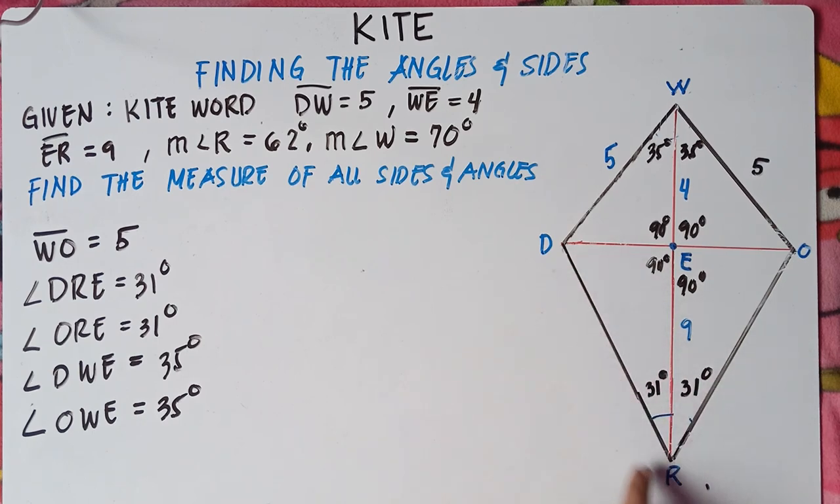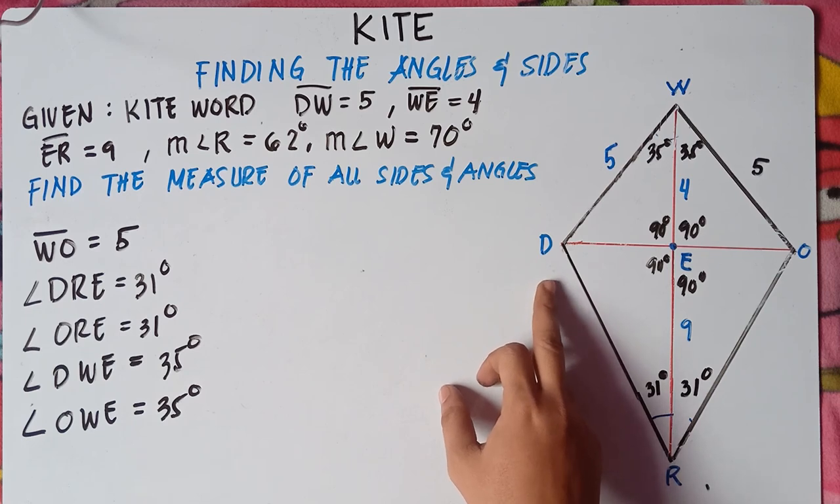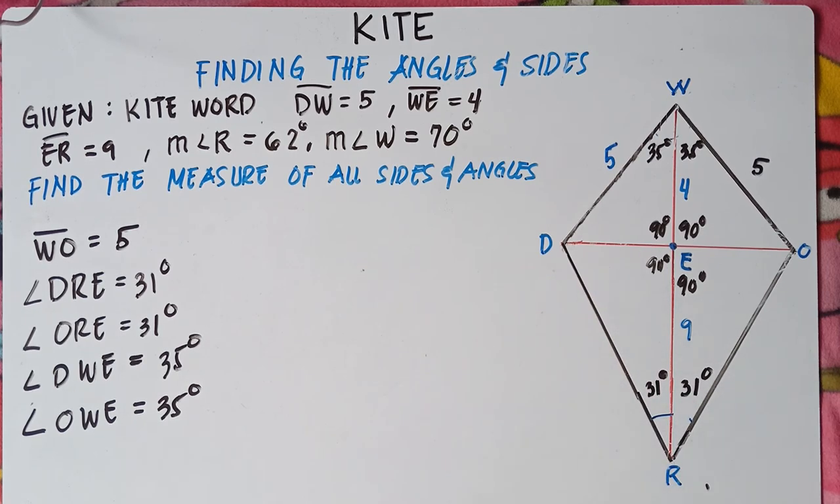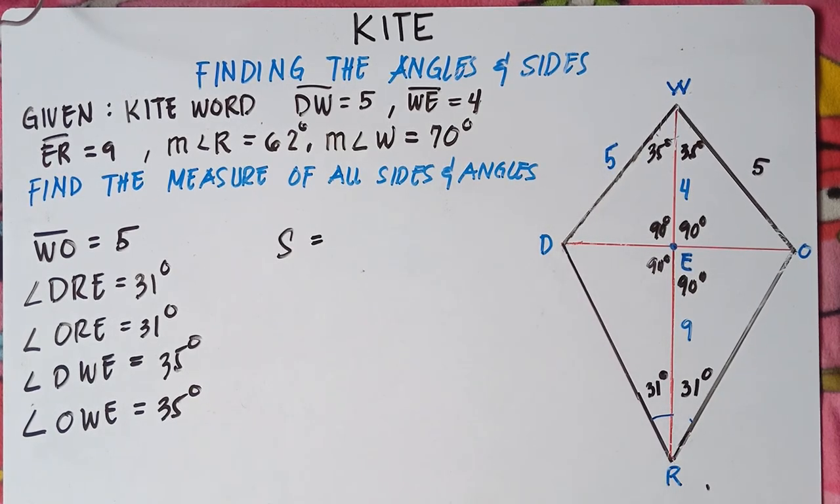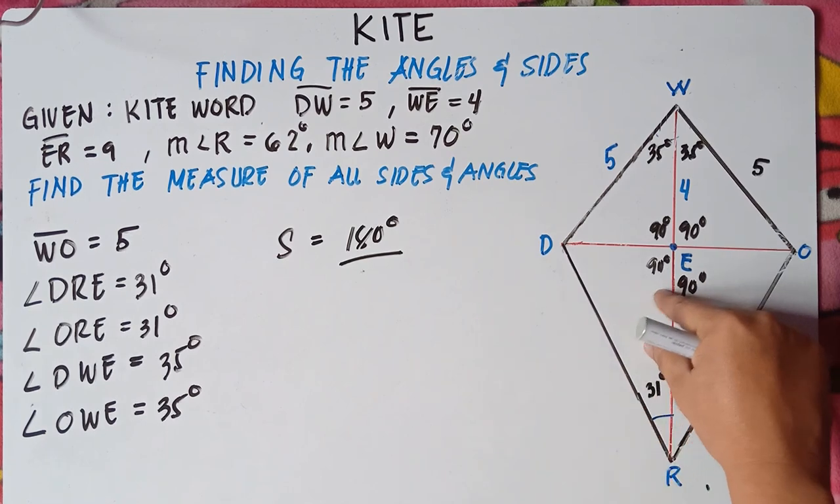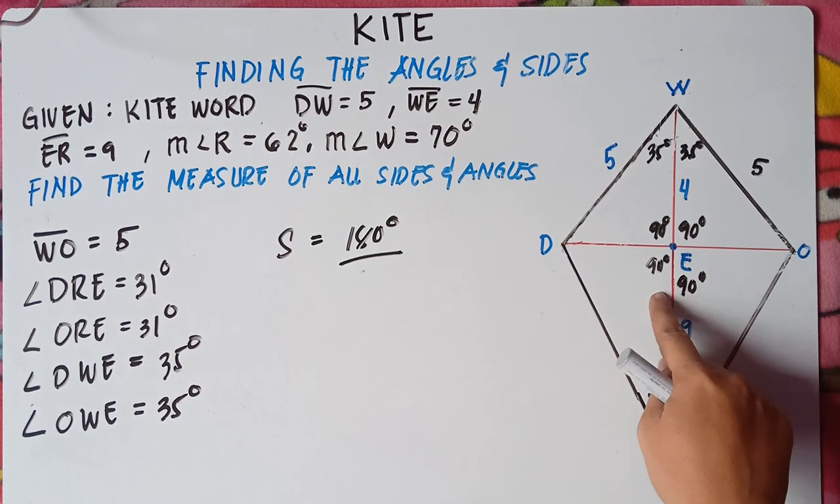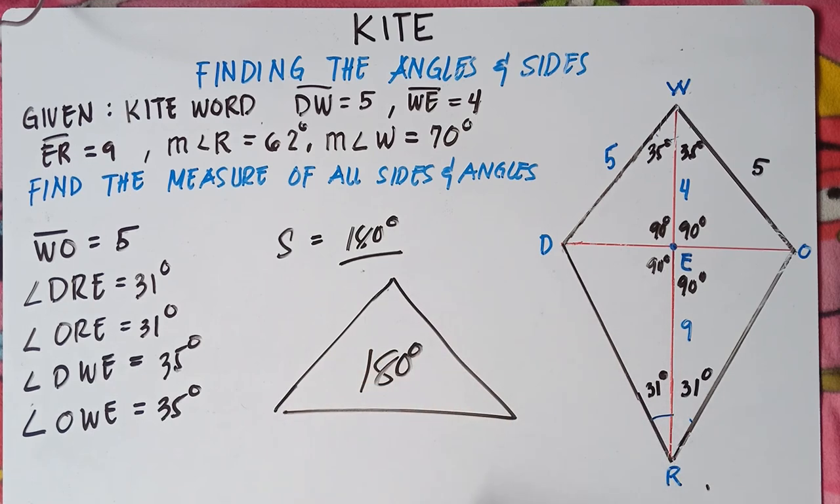How much is the measure of angle RDE? Do not forget, class, that in a triangle, the sum of the measures of the interior angles should be 180 degrees. Since we have two angles here, 90 and 31, we just add 90 and 31, then subtract that from 180. Once again, in any form of triangle, whether right, scalene, or obtuse, the sum of the interior angles should be 180.